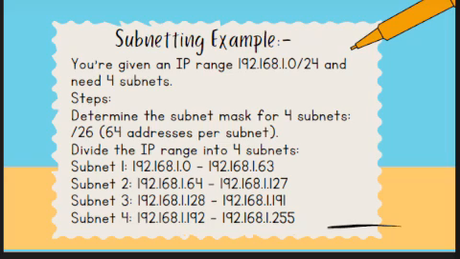Subnet 1: 192.168.1.0 to 192.168.1.63. 26 bits are reserved and the remaining bits are 32 minus 26, which means 6. So in the last octet, the range is between 6 zeros and 6 ones. And for subnet 2, that is 192.168.1.64 to 192.168.1.127. Subnet 3 and subnet 4 follow the same way.